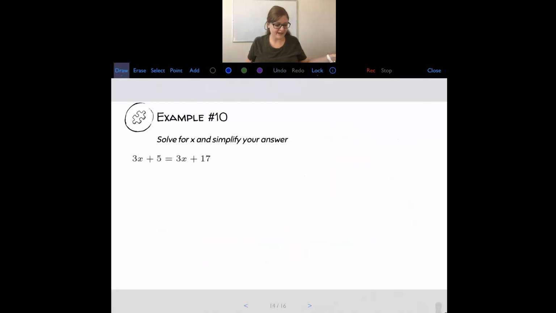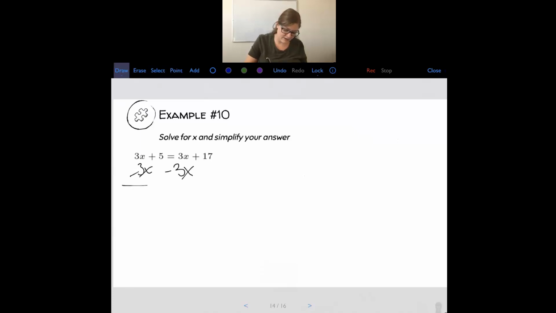Okay? And then the next one, solve for x and simplify your answer. 3x plus 5 equals 3x plus 17. So let's start moving our terms with variables to the other side. So 3x minus 3x cancels. So now we have 5. This cancels. 17. Does 5 equal 17? And it's never going to. So this is a case of no solution.